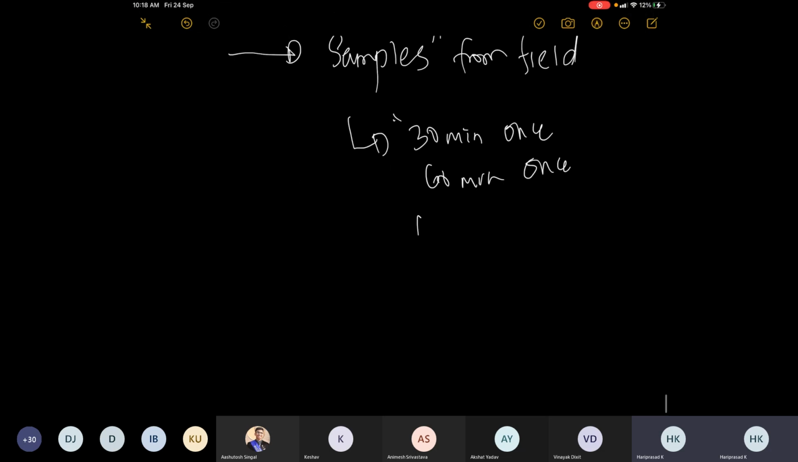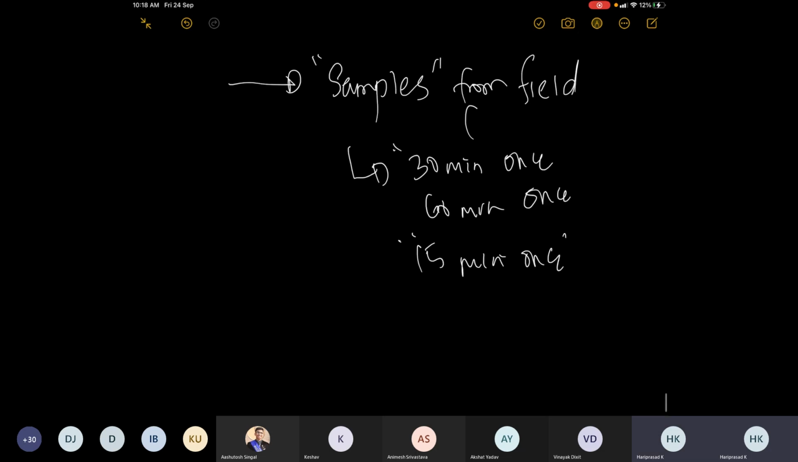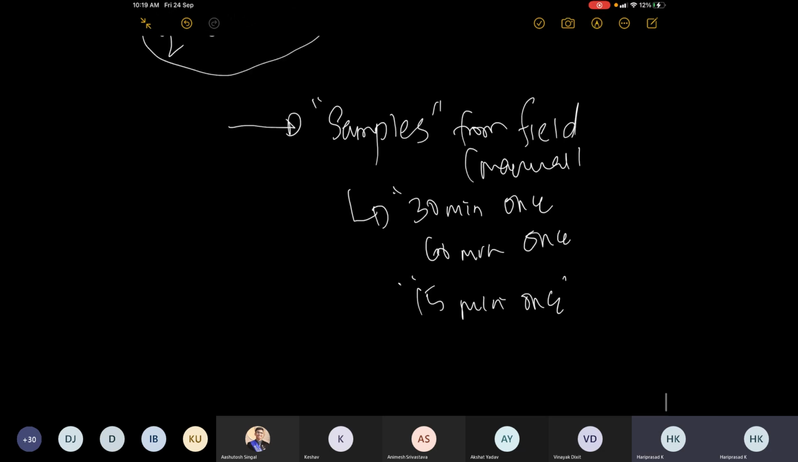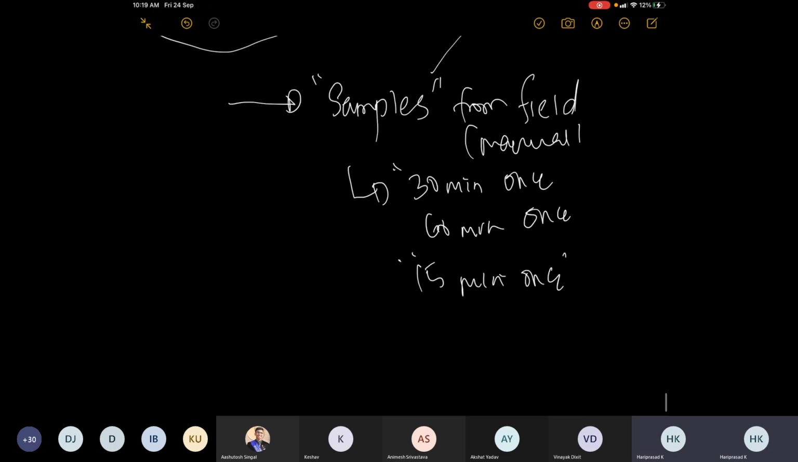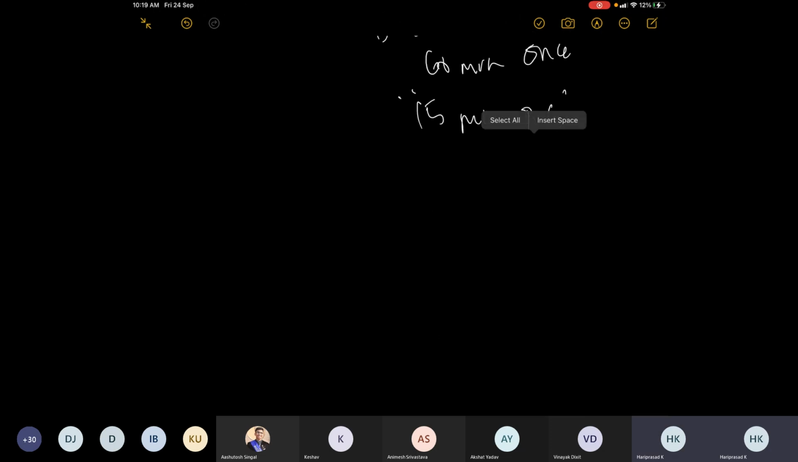It may even be once every 15 minutes if it is highly critical. Anything below 15 minutes will be very difficult because this is done by manual sampling. Somebody has to go there and pick this up, and these instruments would be in the lab. You take the samples there and analyze them manually. So let's say you are taking a sample at 10 a.m.